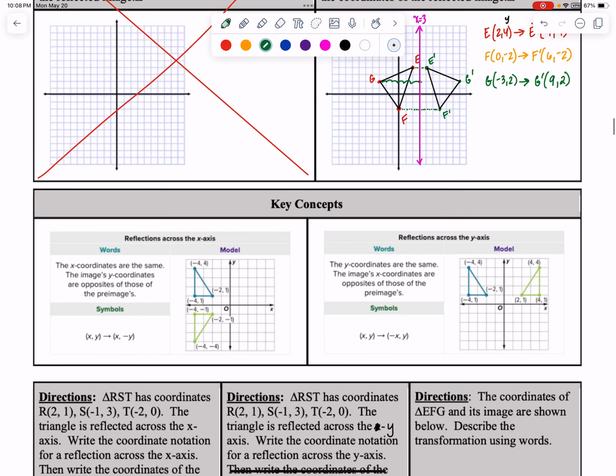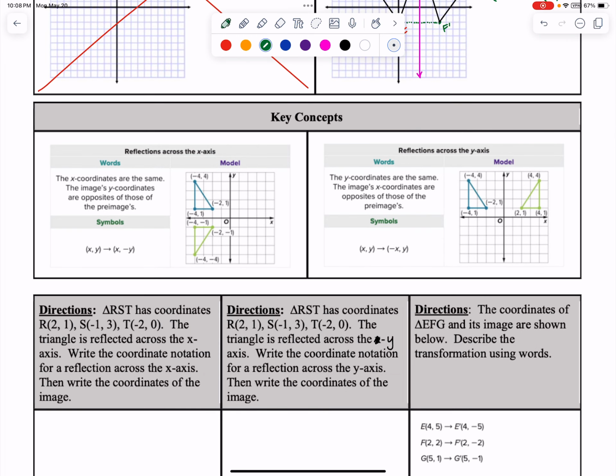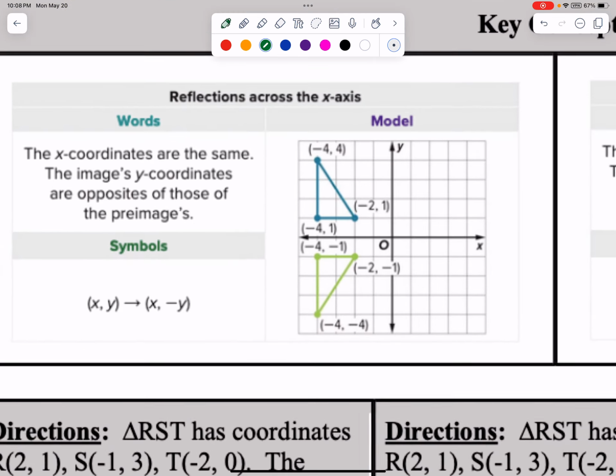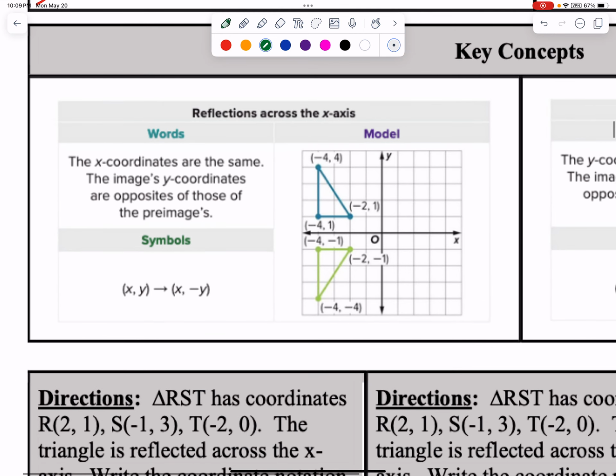All right, let's take a look at some more examples and practice using some of that notation. One of the things we want to do is take a look at a reflection across the x-axis. We know that when you reflect across X, X stays the same. When you reflect across Y, Y stays the same, and then you just change the other one's sign. So you can see what it says: the X coordinates are the same, and the image's Y coordinates are opposites of those of the pre-image.